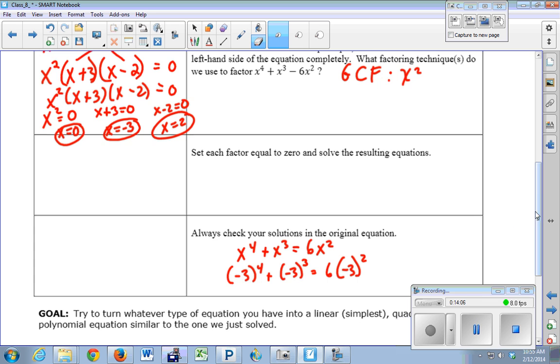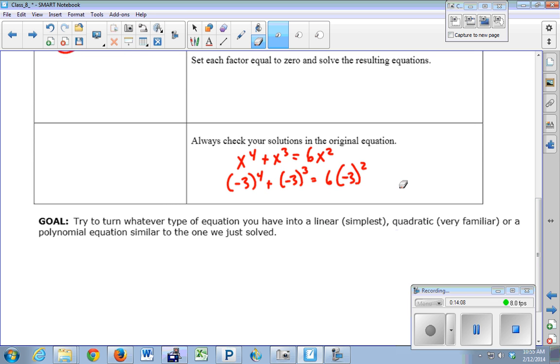Now notice, whenever your value of x is negative and you're using powers that are even, you always got to put them in parentheses. Always got to put those negative numbers. So we've got (-3) to the 4th. Does anybody know that off the top of your head without your calculator? 81, okay. 81 minus 27 equals 6 times 9. 81 minus 27 is 54. 54 equals 54, you're a happy camper. Okay, it checks. And then you do a similar thing for your other solution, which was 2.